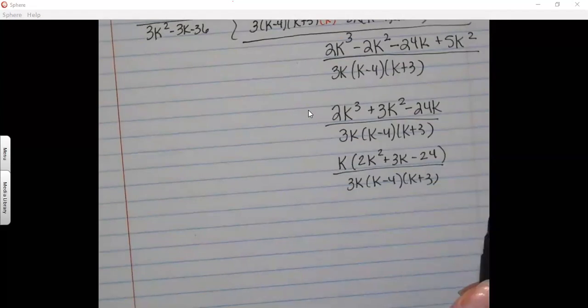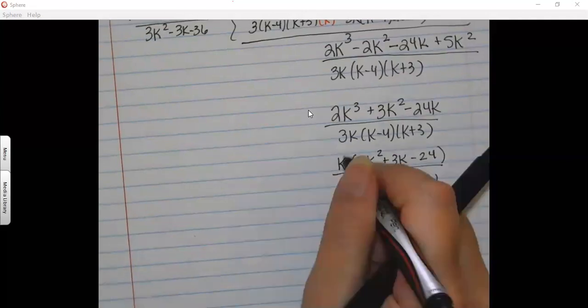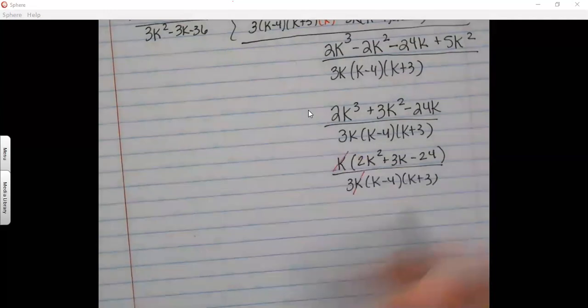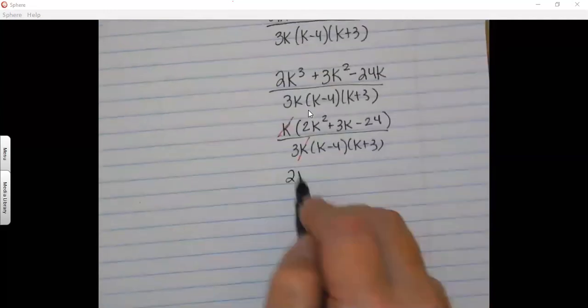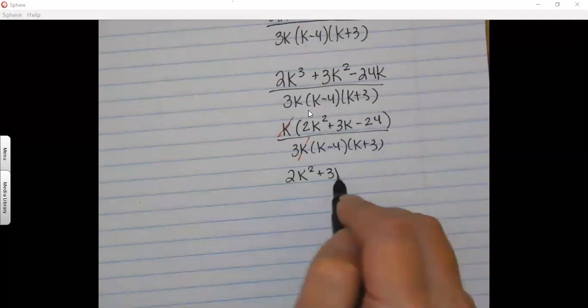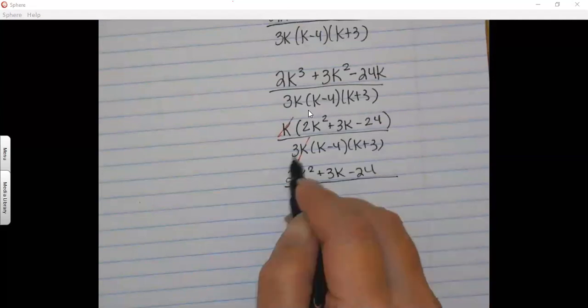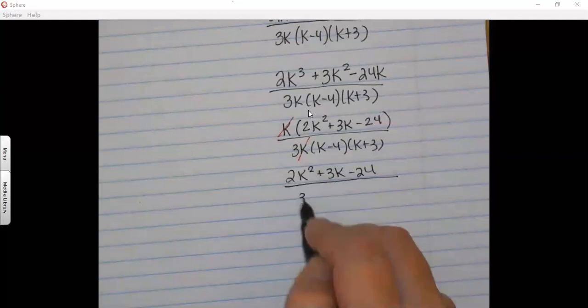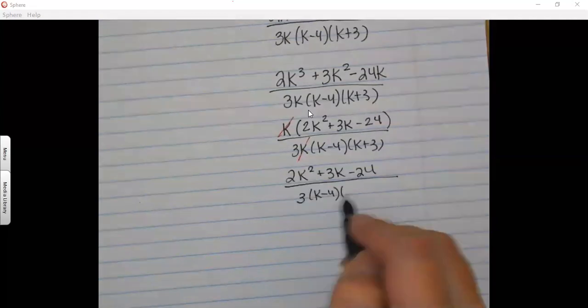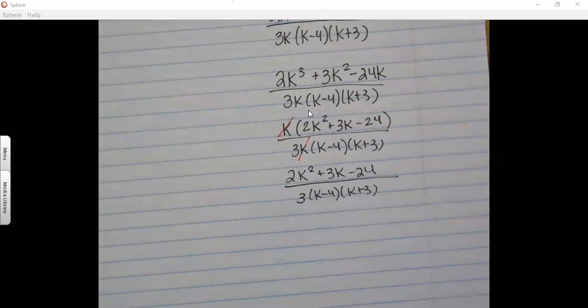And I'm guessing that quadratic can't be factored because they don't have it factored in the answer key. If it could, I would. But I can reduce k in the numerator and k in the denominator because those are monomials. And so my answer should be 2k squared plus 3k minus 24. Quantity divided by, don't forget your 3. 3 times k minus 4 times k plus 3. Again, you can distribute out that denominator if you would like. But the answer key, it's not distributed, so that's the way it will be on your test. And so that's your answer.